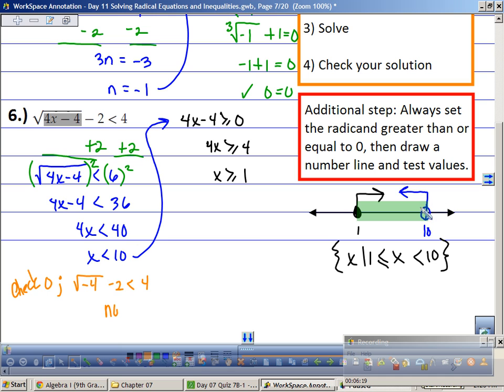What about something over here? I could check 10 because 10 is not supposed to be included. If I check 10, I get 4 times 10 is 40, minus 4 is 36, which is 6, minus 2 is 4. Is 4 less than 4? Nope. So therefore, that's not included, so this must be the solution. This is out. These are all out. There's your solution. Questions?